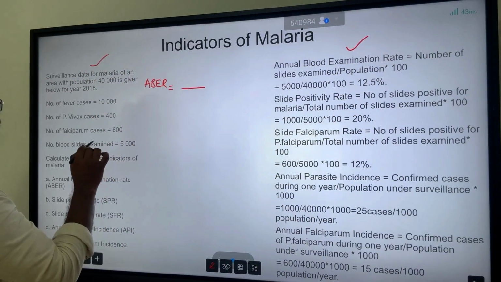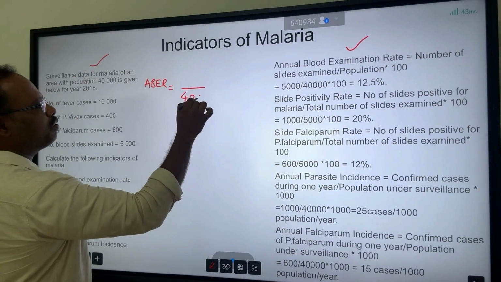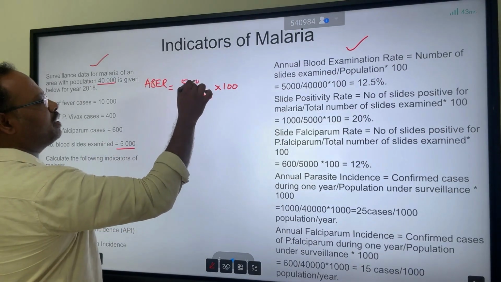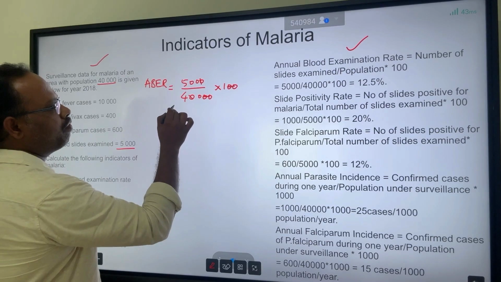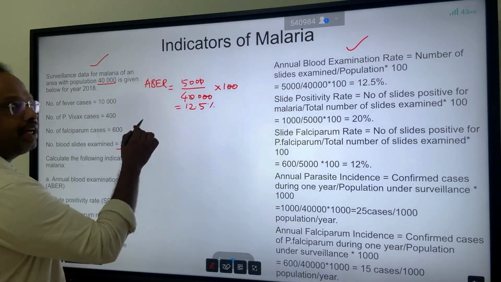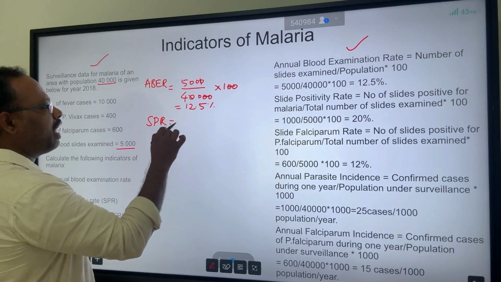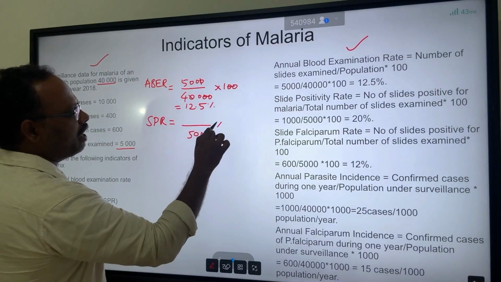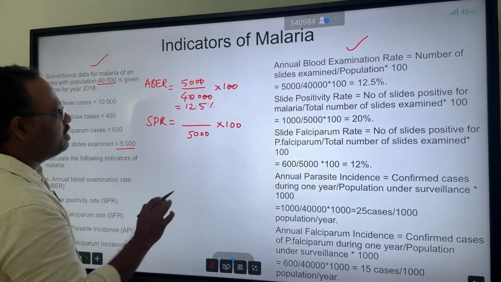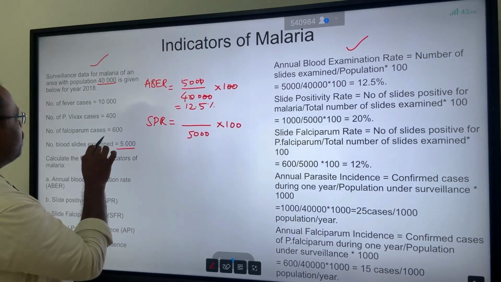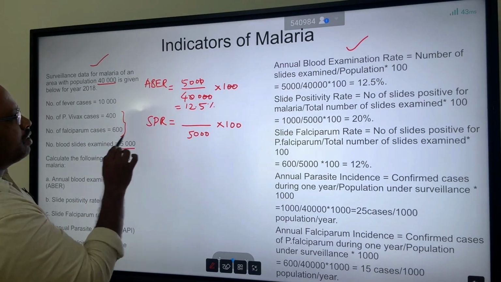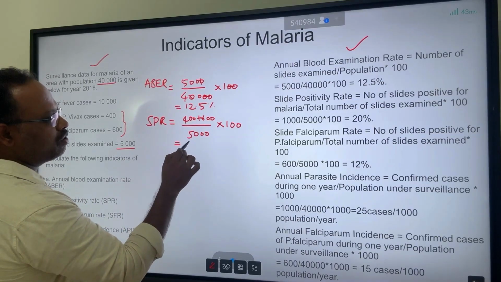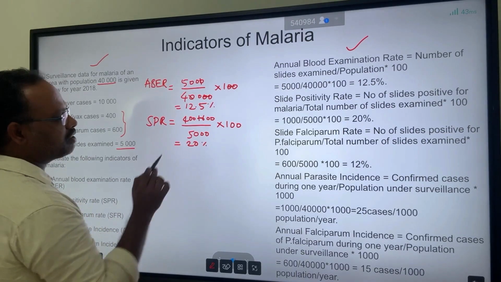For ABER, the denominator is the total population, that is 40,000, into 100. The numerator is the number of slides examined, that is 5,000. So if we do the mathematics, we get 12.5%. Then the next indicator is slide positivity rate. Again, the denominator here is total slides examined, that is 5,000, and it is expressed in percentage, so the multiplication factor is 100. The numerator is the total number of positive cases, so we need to add these two. So it will be 400 plus 600, which gives 1000 cases. When we calculate this, we get a slide positivity rate of 20%.